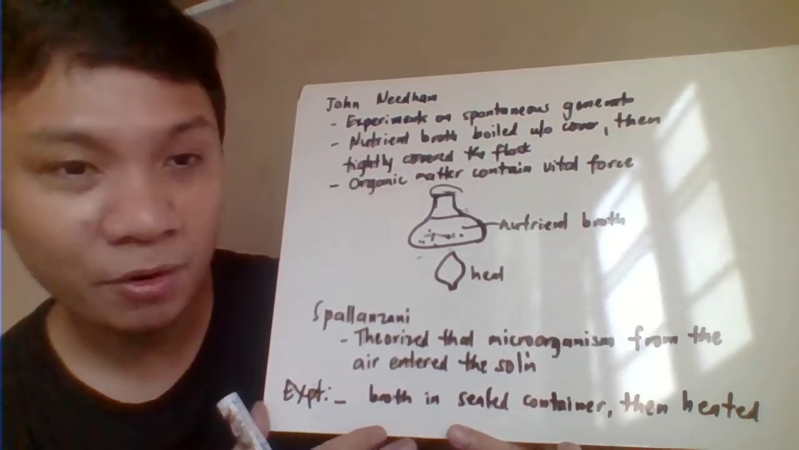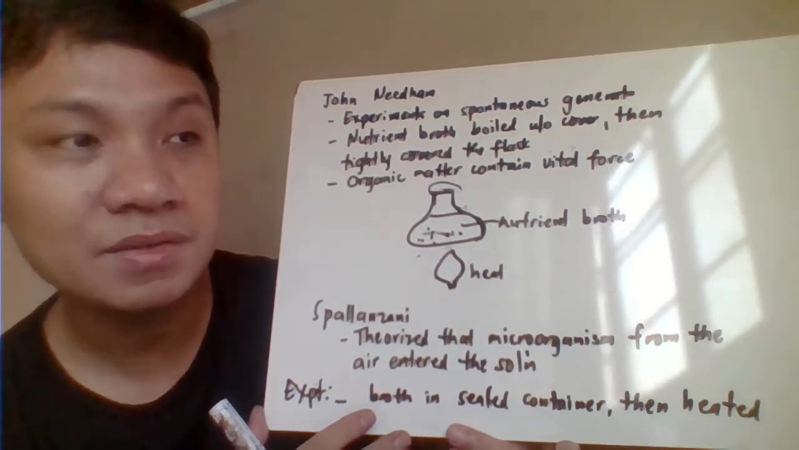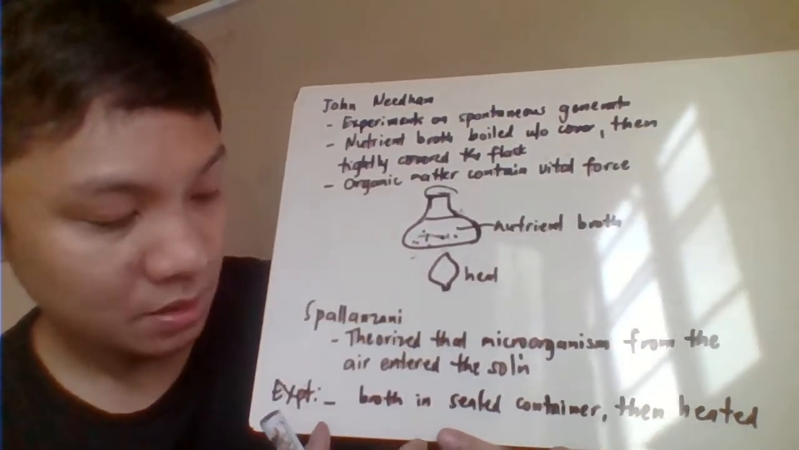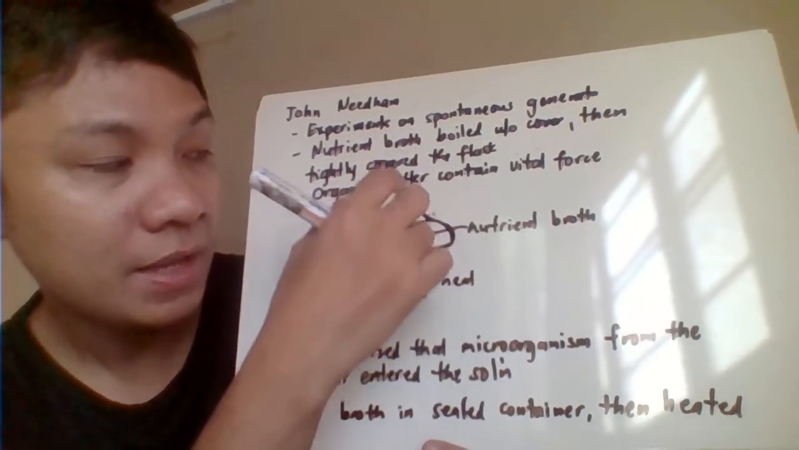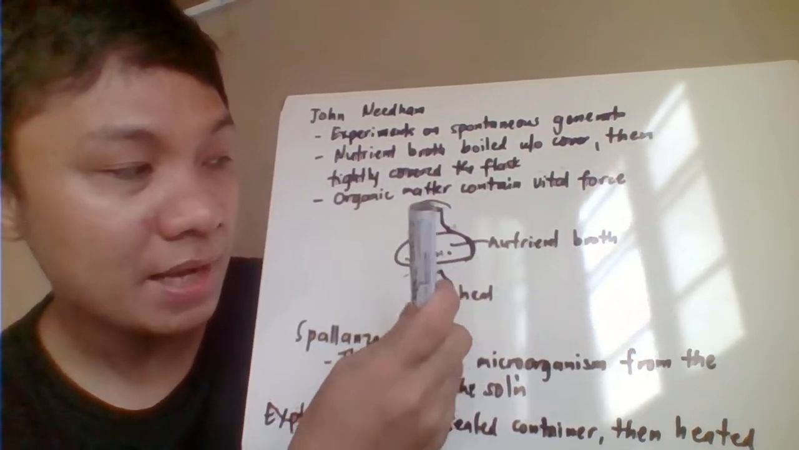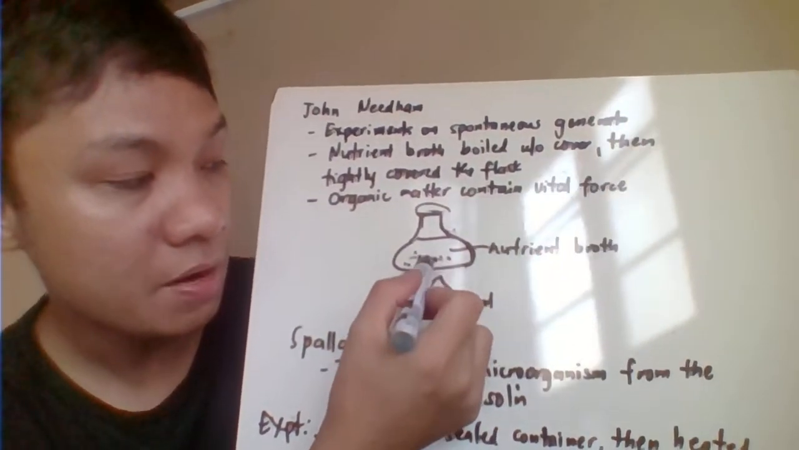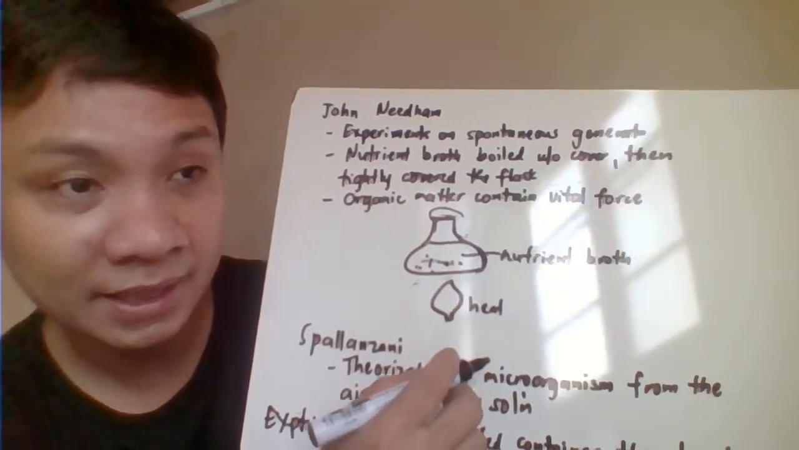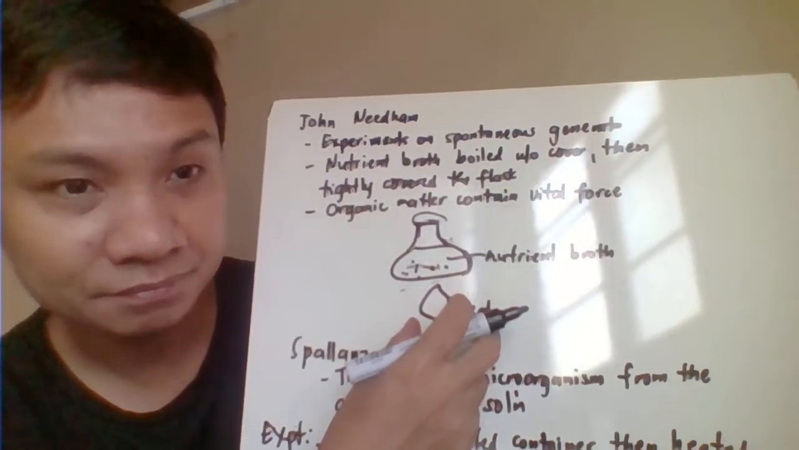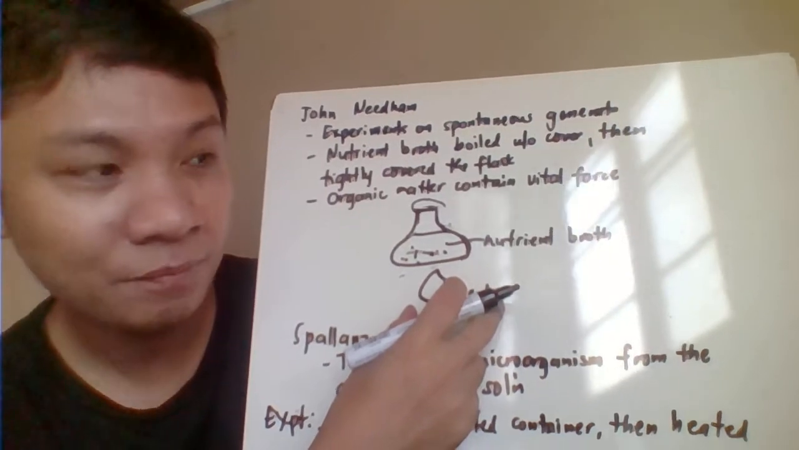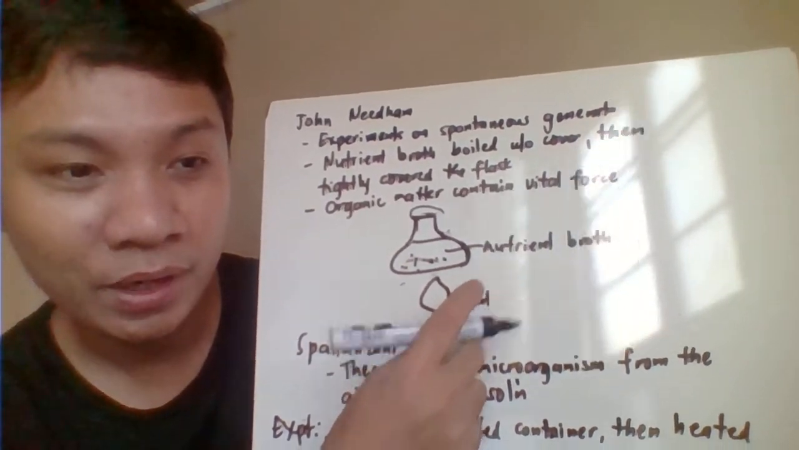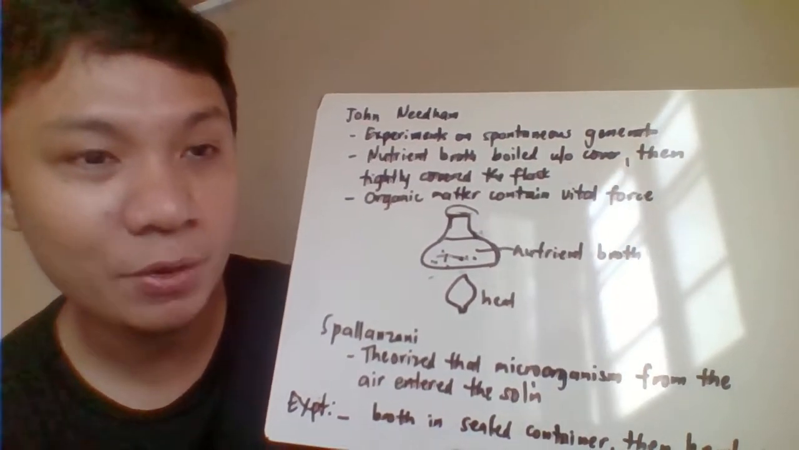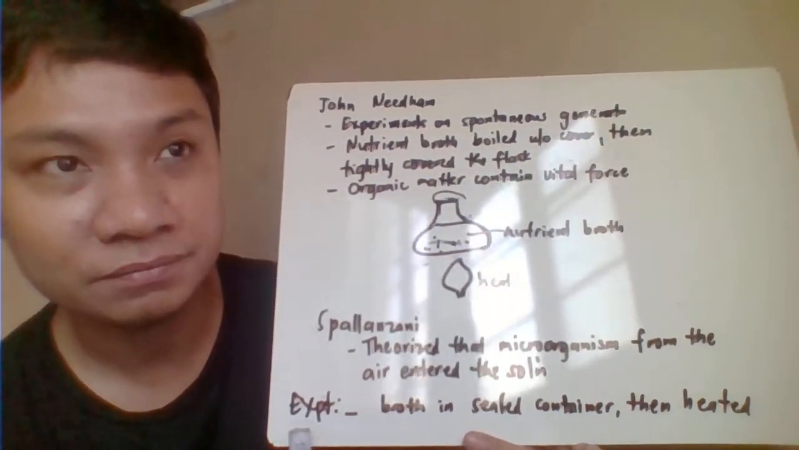So, ginawa niya, although tried to modify the experiment made here by Needham. So, ginawa naman ni Spallanzani, still have here nutrient broth. Then, ang ginawa niya lang, tried to put on the nutrient broth here, and then kinover niya agad bago siya nag-heat. Okay, so, after the heating process, walang nag-grow na bacteria, walang turbidity or walang growth dito.